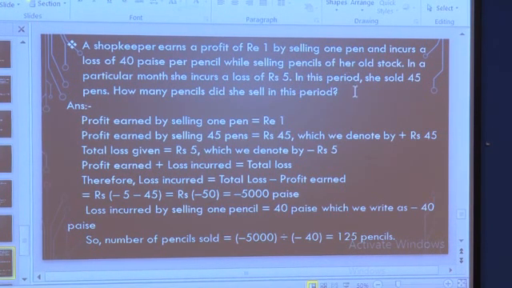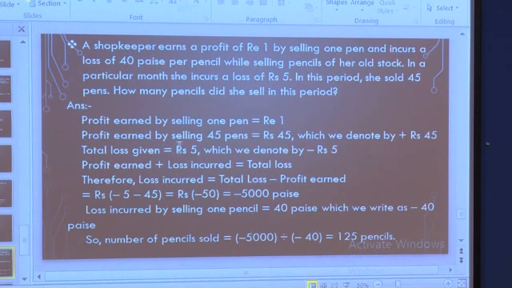In this period, she sold 45 pens. How many pencils did she sell in this period? Because it is a word problem, first you have to write the statement. First try to understand what the statement means. The profit earned by selling 1 pen is given as rupees 1, because it earns a profit of rupees 1. So, we are writing it as rupees 1.